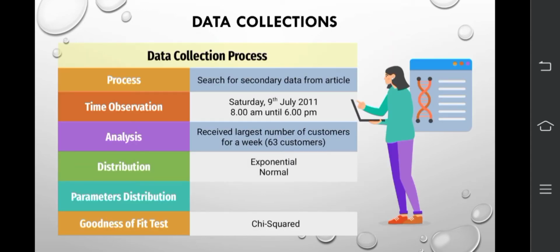In this chapter, we have a process, which is searching for secondary data from articles, then the time observation, which is Saturday, 8 a.m. until 6 p.m. And the analysis is we received the largest number of customers, which is 63 customers, and the distributions are exponential and normal. And for the goodness of fit test, we choose chi-squared.